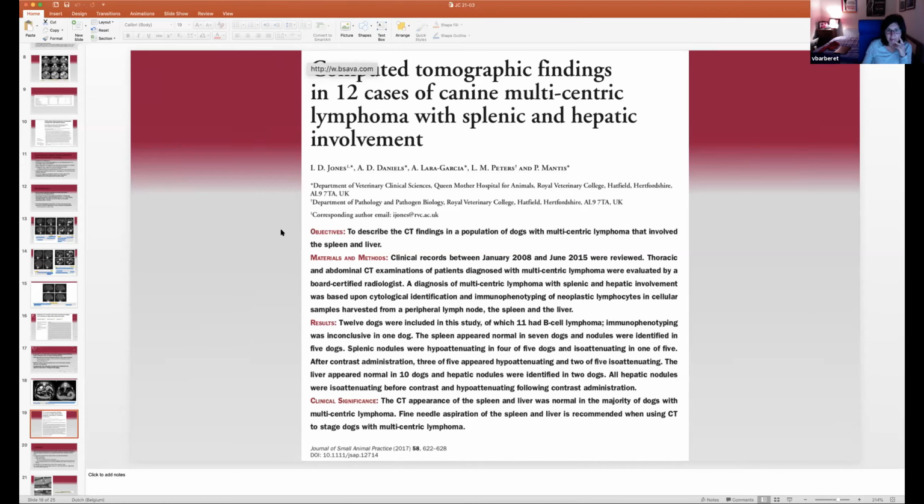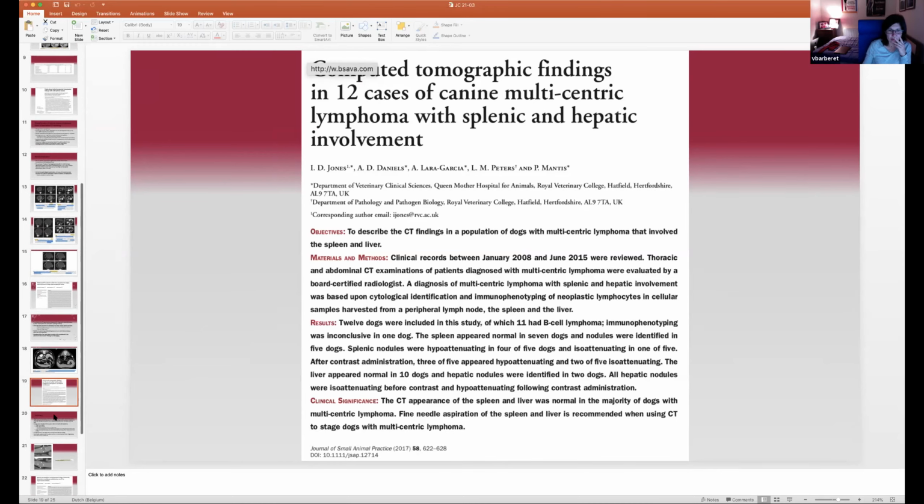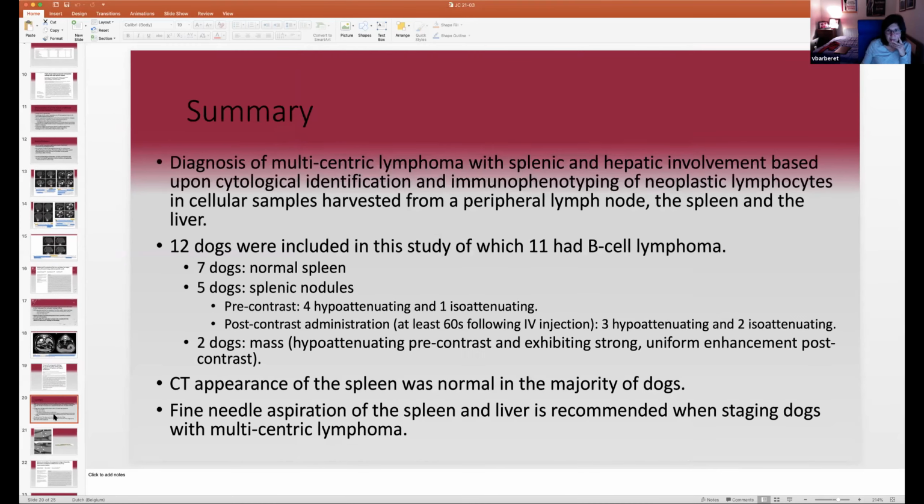For that one, I think it was a bit of an older article. They had 12 dogs with lymphoma, and in 7 dogs the spleen appeared normal on CT. And they had 5 dogs with splenic nodules. The lymphoma was diagnosed based on FNAs of the liver, spleen, and lymph nodes. So I guess it was positive in all their samples.